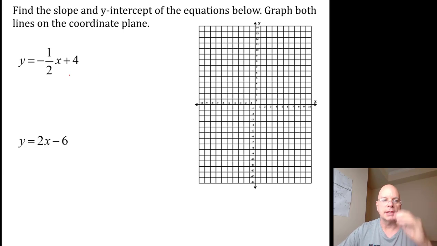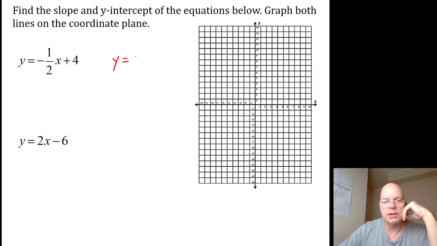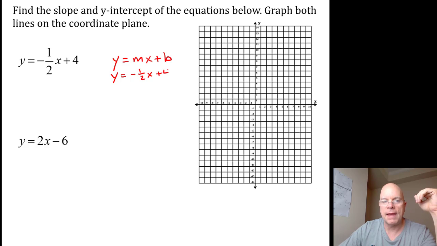Well, let's practice that here. We're given two equations. When you're trying to plot a line, you should write the generic equation for slope-intercept form, y equals mx plus b. Then you write your equation underneath that, and that helps you determine what m is.